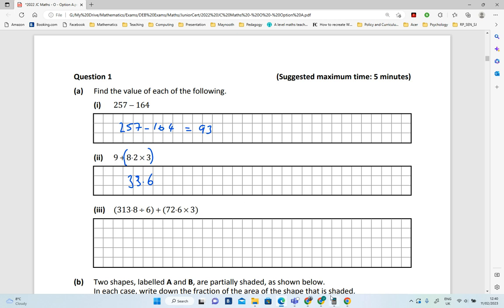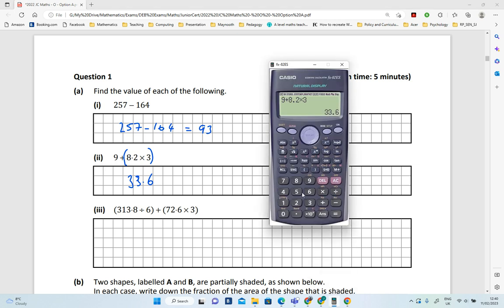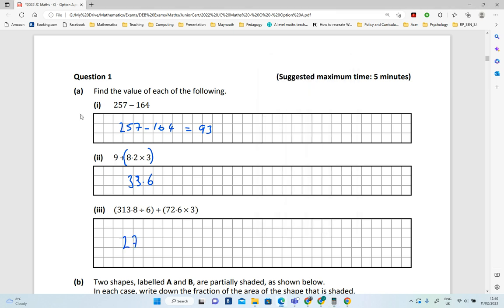Next one, you probably would use the calculator for, and you'll include the brackets here to keep everything nice and ordered. Okay, so 3.8 divided by 6, close the brackets, add, open the other bracket, 72.6 by 3, and finally close the bracket. Again, you'll get a top-heavy fraction which you'll need to change, and your answer will be 270.1. Okay, so that's part A completed.